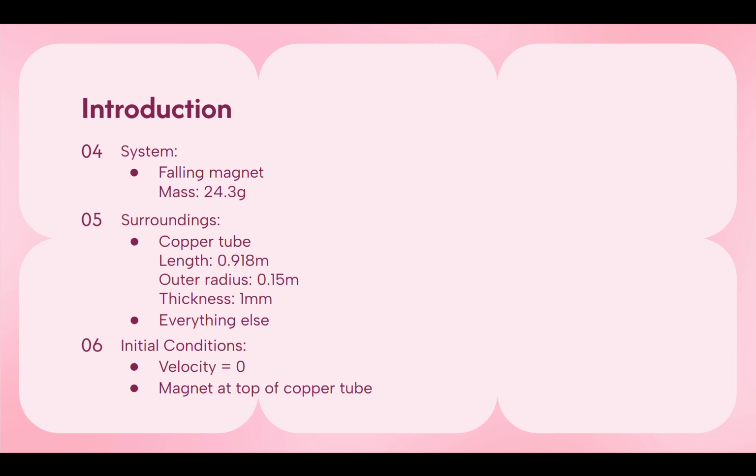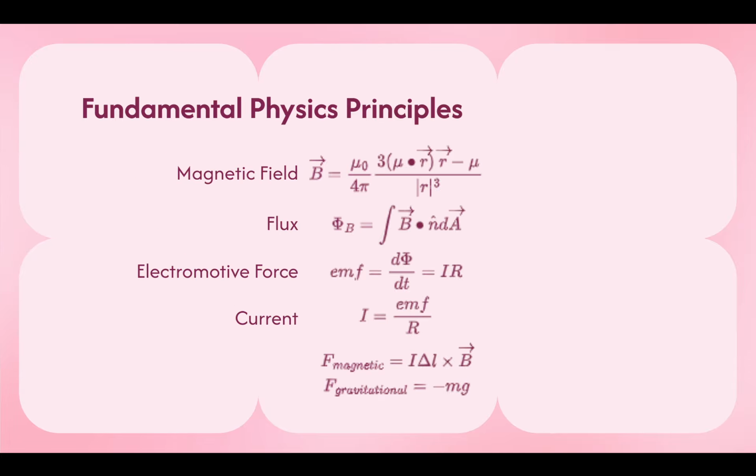The system is a falling magnet, which had mass 24.3 grams. The surroundings were the copper tube and everything else. The copper tube was 0.918 meters long, had an outer radius of 0.15 meters, and a thickness of 1 millimeter. Initial conditions were that the magnet was at the top of the copper tube and it was not moving.